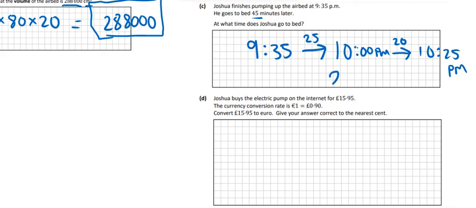If it did ask you to give it in 24-hour time, it will be 22:25. That's in 24-hour time. You add on 12 because it's p.m. So for the 24-hour clock, you add on 12 hours if it's p.m. It doesn't ask you here, so 10:25 p.m. should be fine.